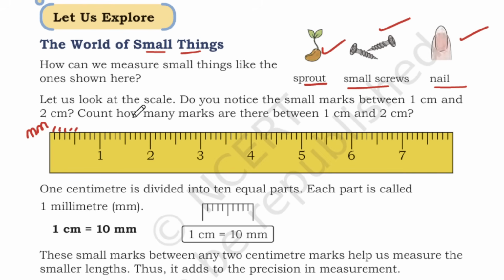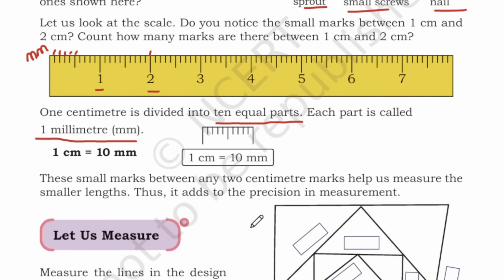Count how many marks are there between 1 centimeter and 2 centimeter. Here we have 1 centimeter and here we have 2 centimeter. How many marks are there? We have 1, 2, 3, 4, 5, 6, 7, 8, 9, 10. So totally we have 10. So 1 centimeter is divided into 10 equal parts. Each part is called 1 millimeter. And this is very important: 1 centimeter is equal to 10 millimeter.